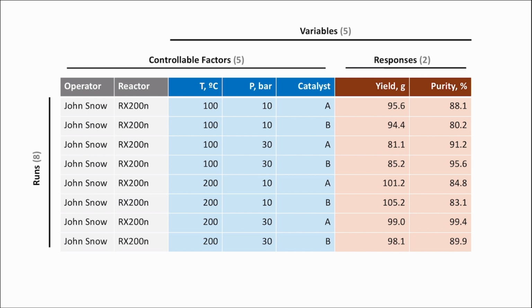They do not vary. So the temperature is a discrete variable. You can see that it has only 2 different levels: 100 or 200 degrees. The pressure is also a discrete variable. It also has only 2 levels. And then the catalyst is a categorical variable, so it's qualitative. We don't have numbers here, it's a quality, it's a type of catalyst, right? Then yield is a continuous variable, and the purity is also a continuous variable.